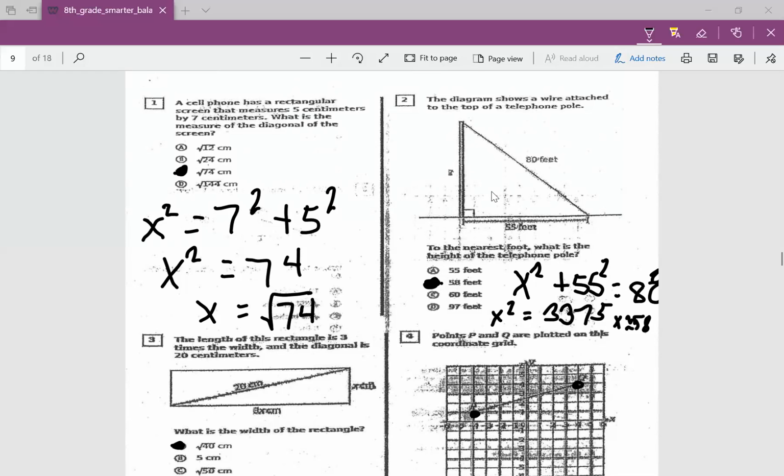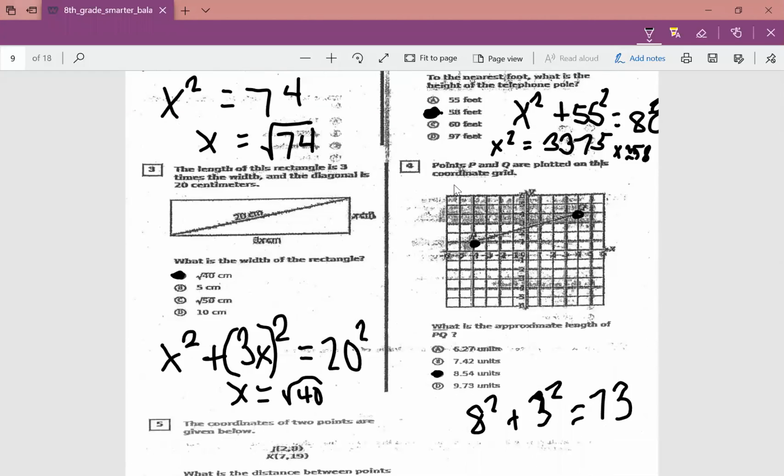Number 2, the diagram shows a wire attached to the top of a telephone pole. So once again, you're using the Pythagorean theorem, except across from the hypotenuse, that's your c squared. So that's going to be on the opposite side of the equals, and you're going to have x squared plus 55 squared equals 80 squared. x squared is 3,375. I got that from doing 55 squared and 80 squared and subtracting those. And then x is approximately 58 feet because the square root of 3,375 comes out to be like 58.09.